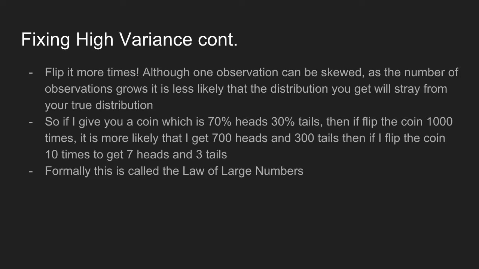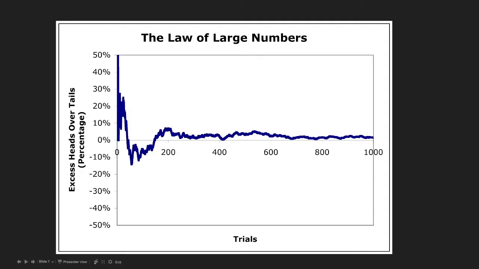Although one observation by itself can be skewed, as the number of observations grows, it's less likely that you'll stray from the true distribution the more we flip it. So if we flip a coin that's going to be heads with 70% chance and tails with 30% chance, then if we flip the coin 1,000 times, it's more likely that I get 700 heads and 300 tails than if I flip the coin 10 times to get 7 heads and 3 tails. Formally, we call this the law of large numbers. And you can see an example of that right here.